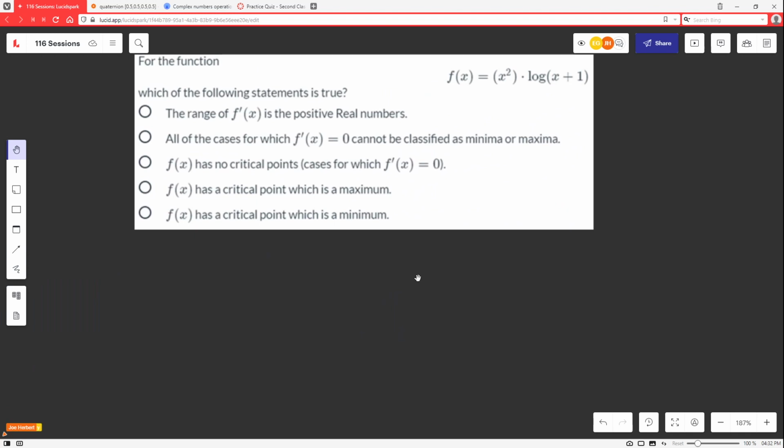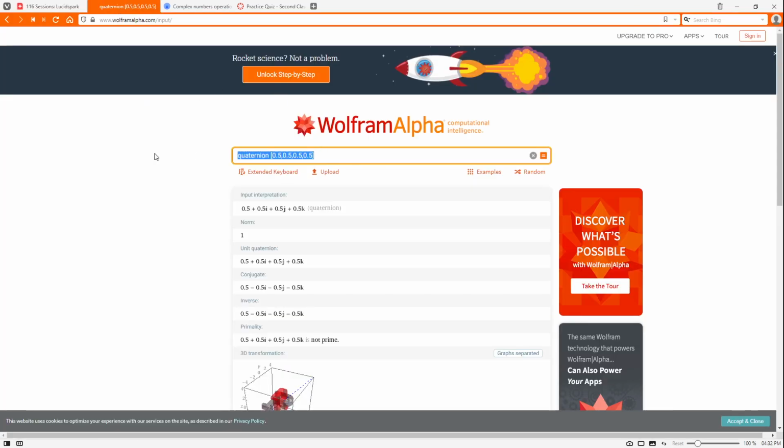Next one. For the function f of x equals x squared times the log of x plus 1, which of the following statements is true? Okay. This one is somewhat complicated to work through, and can be done via Wolfram Alpha. Where's my mouse? That's my mouse. Constantly losing it.